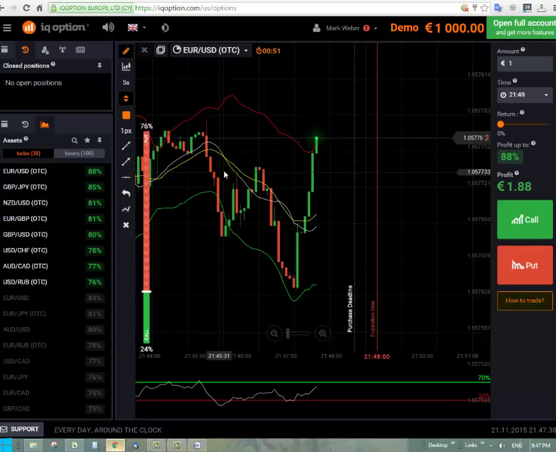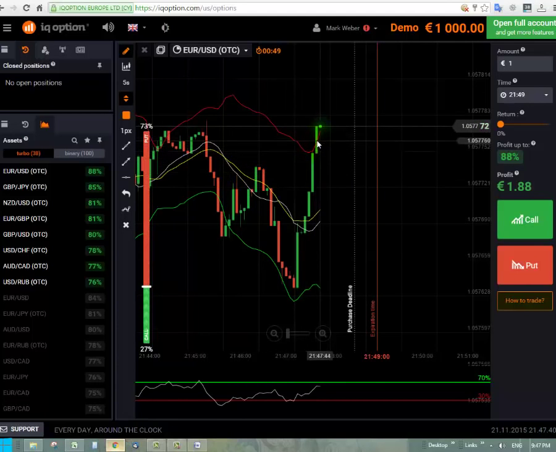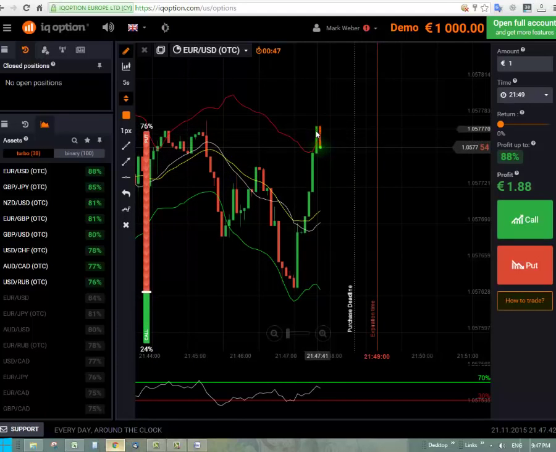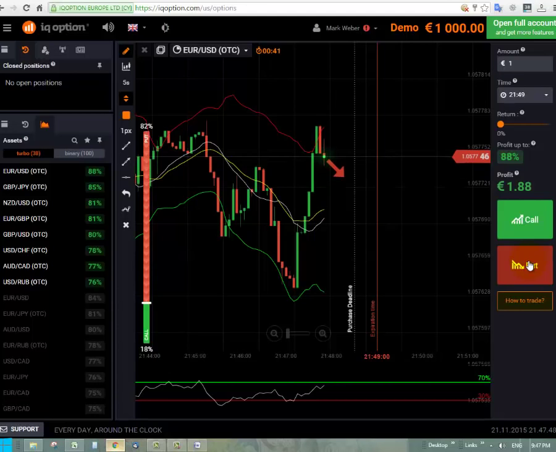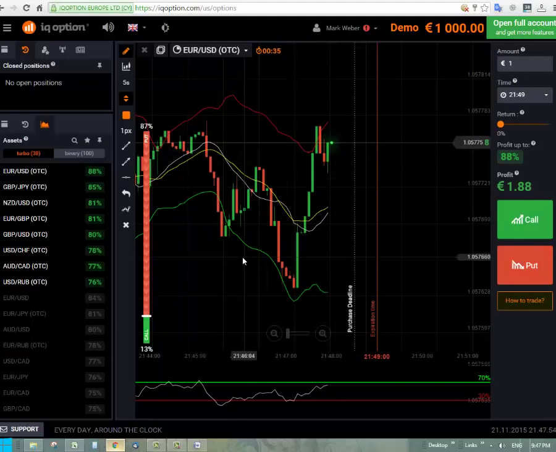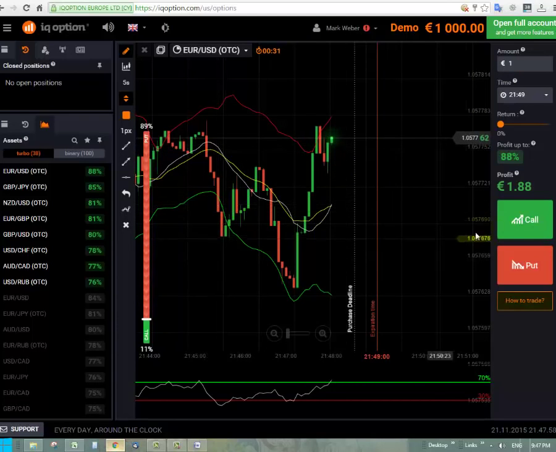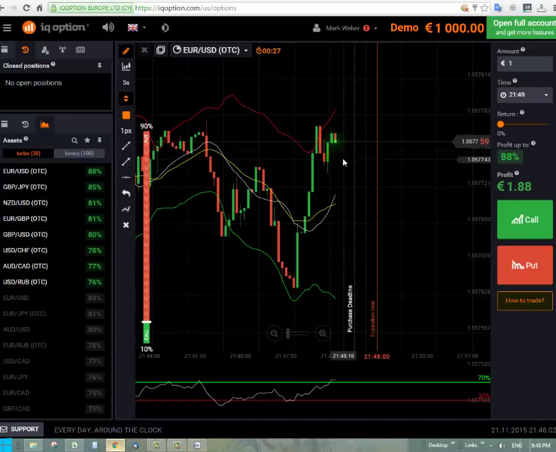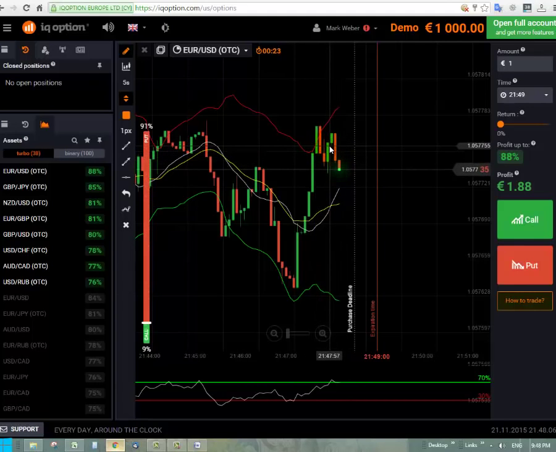So our strategy is, when the price of the asset hits the upper line, then we make a put on €1. And if the price of the asset hits the bottom line, then we make a call, again for €1. So let us see it in action.